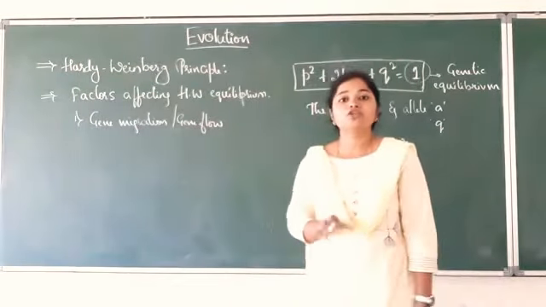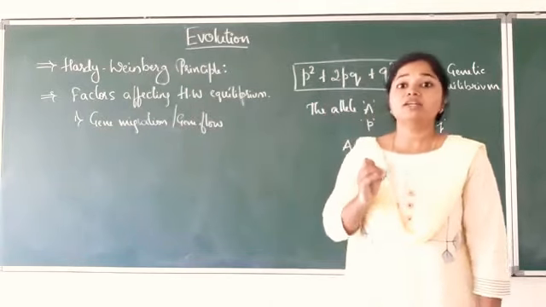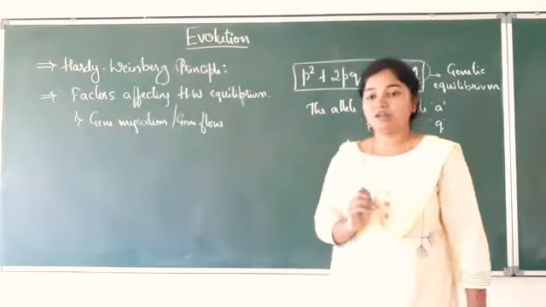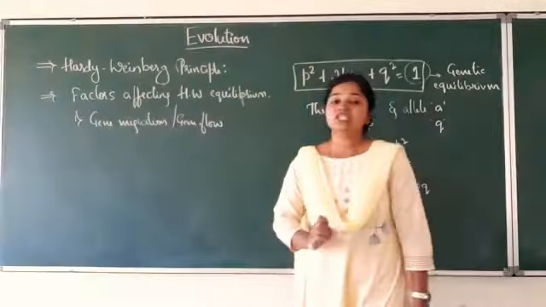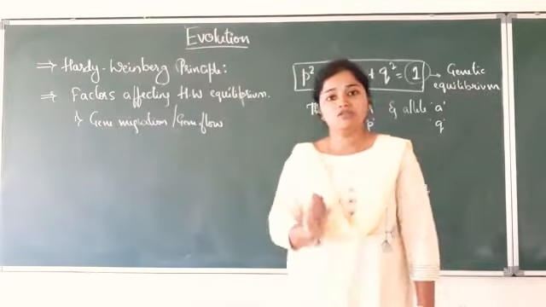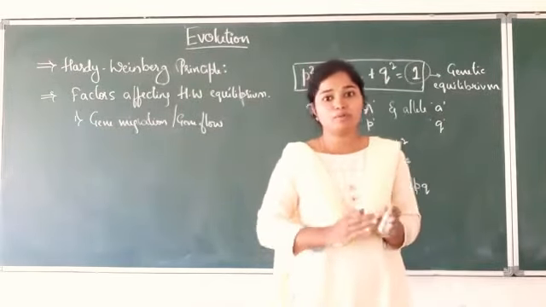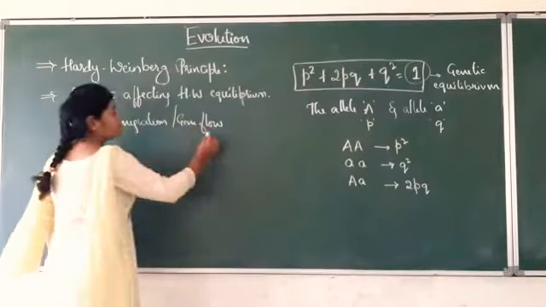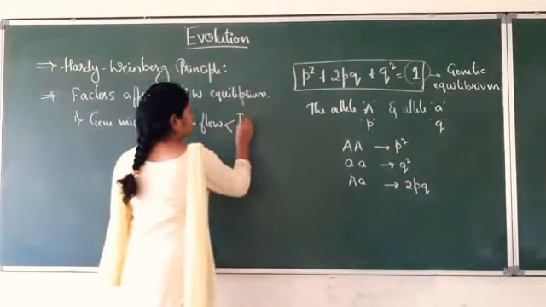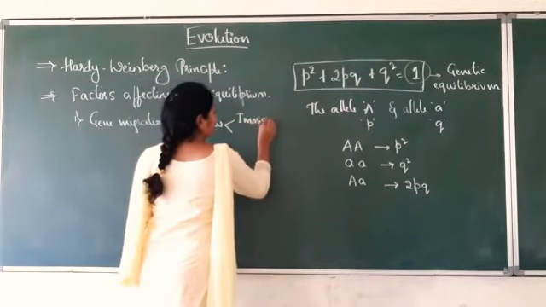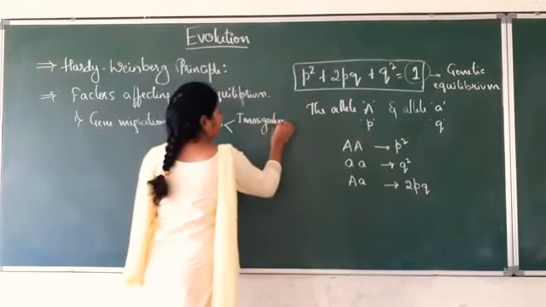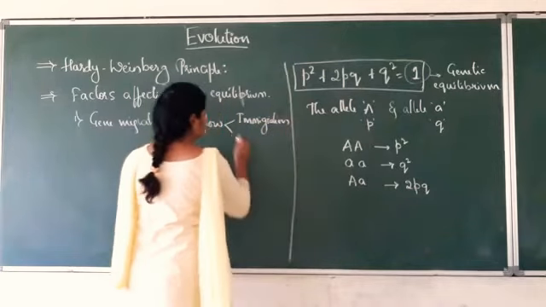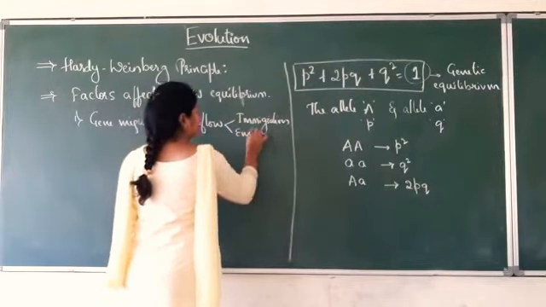So what are the 5 factors that are going to affect the genetic equilibrium of Hardy-Weinberg? The first one is gene migration or the gene flow. Migration is moving from one place to another place, right? So this gene migration can be of 2 types. One is immigration and emigration.